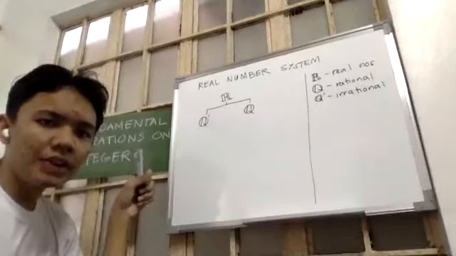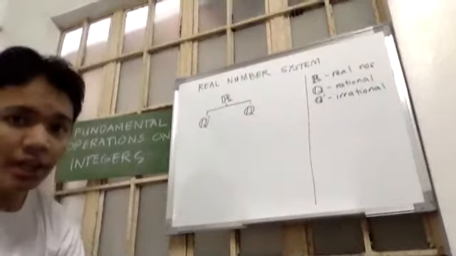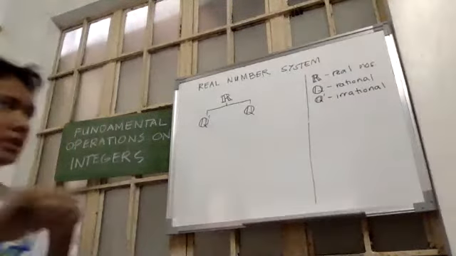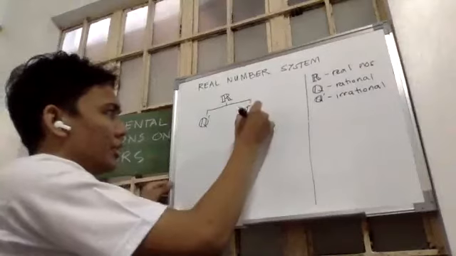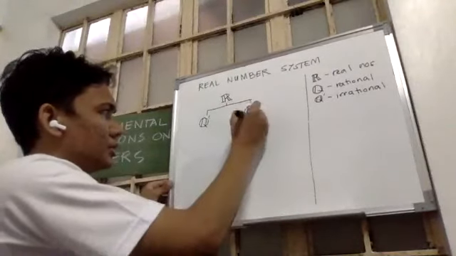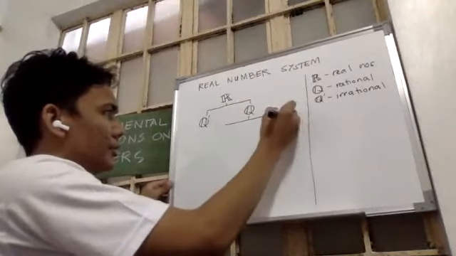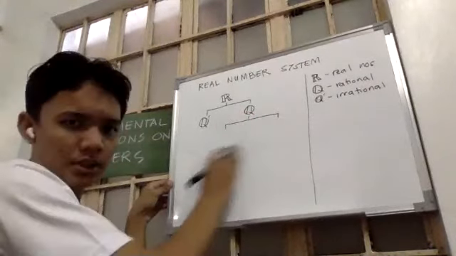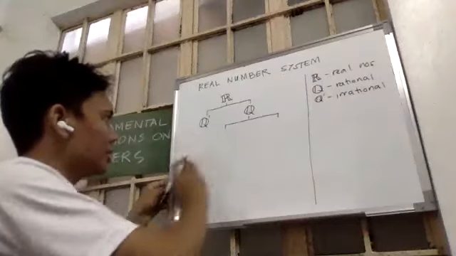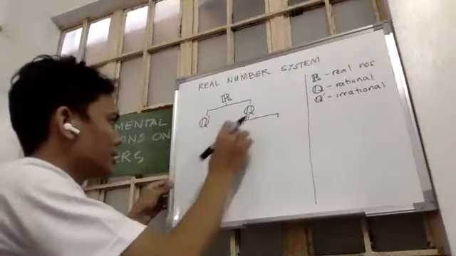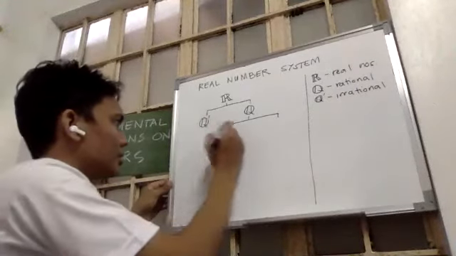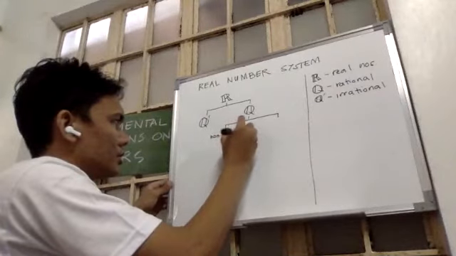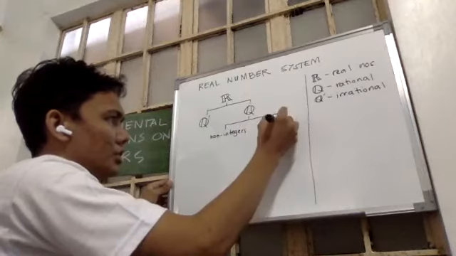Next, naka-under kay rational, kay Q, we have integers. Okay? So, naka-under dito, I have non-integers and integers.